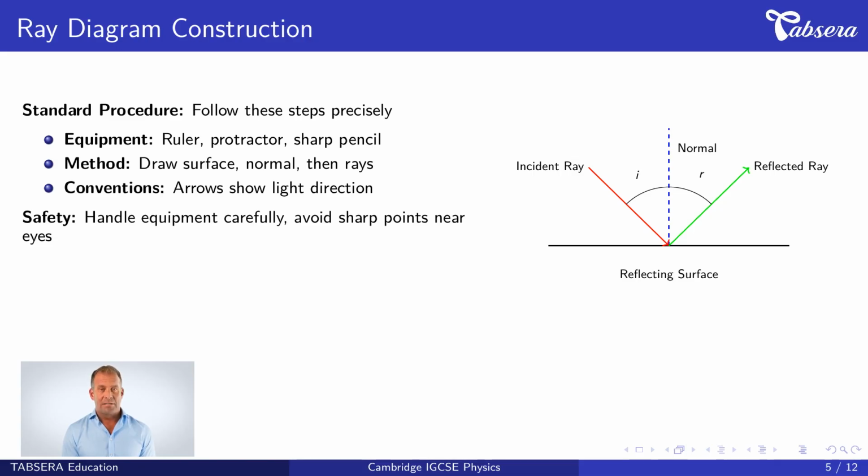First, draw the reflecting surface as a straight line using your ruler. Second, draw the normal as a dashed line perpendicular to the surface. Third, draw the incident ray approaching the surface with an arrow showing direction. Fourth, draw the reflected ray leaving the surface, also with a directional arrow. Conventions are important. Arrows always show the direction light travels. Safety is essential. Handle equipment carefully and keep sharp points away from your eyes. The diagram shows a complete ray diagram with all components labeled clearly.